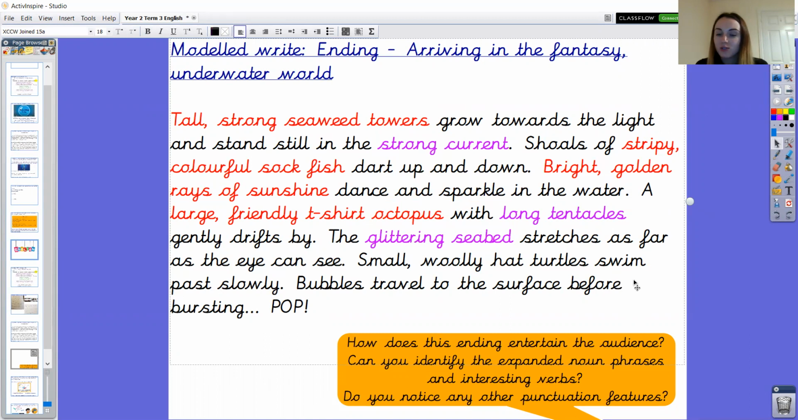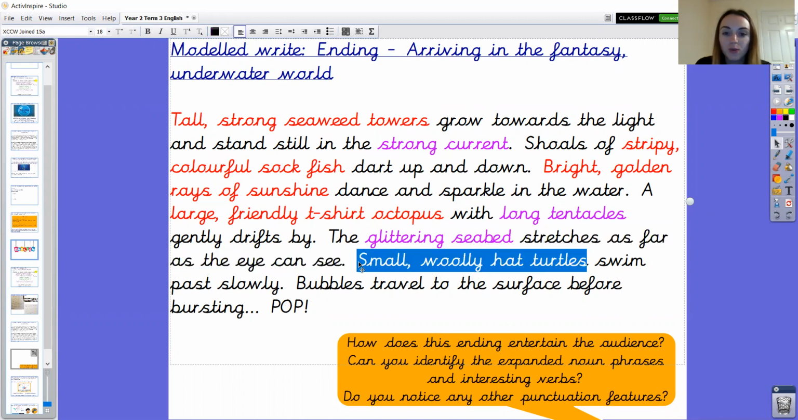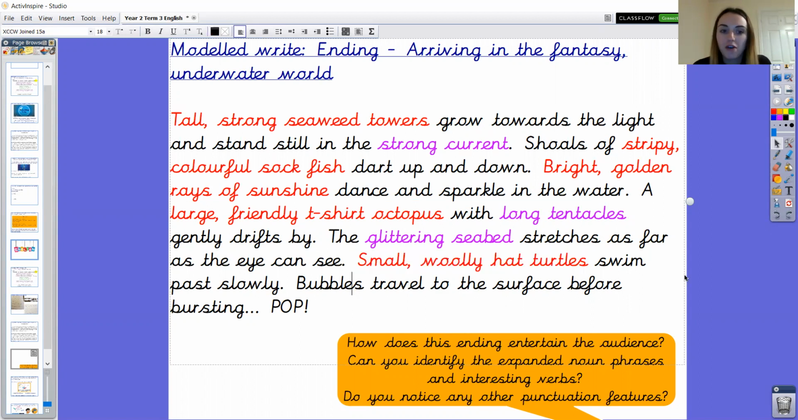Small woolly hat turtles swim past slowly. Small woolly hat turtles being an expanded noun phrase because we've got more than one adjective before the noun. We have small and woolly. Bubbles travel to the surface before bursting. Pop.